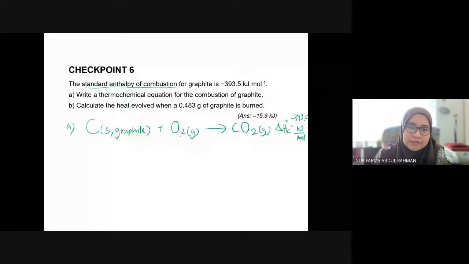It's already balanced. Let's check. Carbon, 1 mole. Oxygen is also 2. We have 2 oxygen on both sides. So it's already balanced. Okay, all right, B.